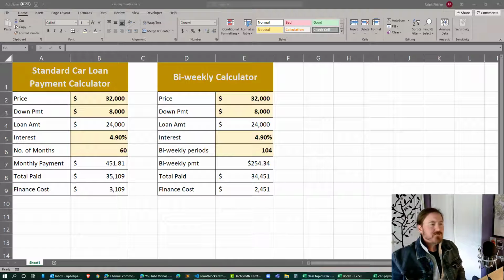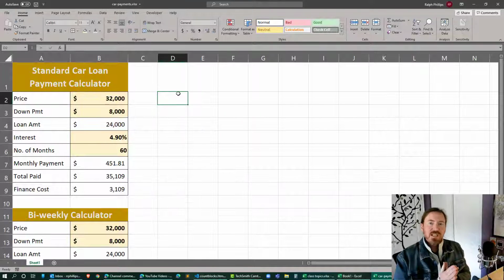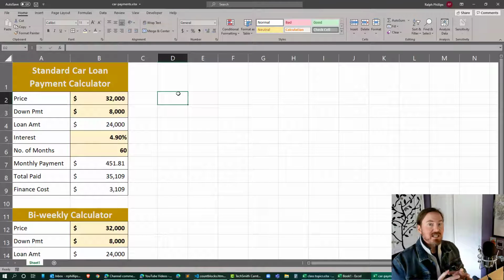Hey, this is Ralph, and in this video I want to create an amortization table for a car loan, and then we can more easily experiment with making extra payments and the impact on our total interest paid. Now, an amortization table is going to be a very detailed payment schedule for a loan. It doesn't matter if it's a car loan, a mortgage, house loan.